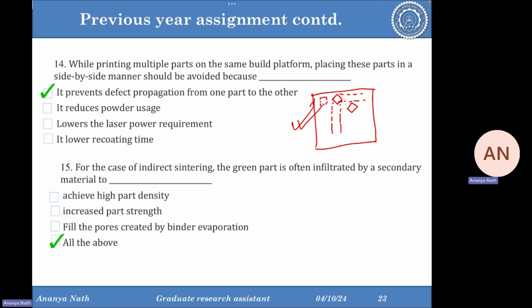Because suppose this part is going very good, that is the good part, one. But the second part is not going good, this is bad. Now, if you have placed part one and part two, and two is bad, then when the recoater blade moves in this direction, maybe it is not connected to the build plate properly because of the bad process parameter. It will get ruptured from the build plate, and now it will damage the good part, which is 1.